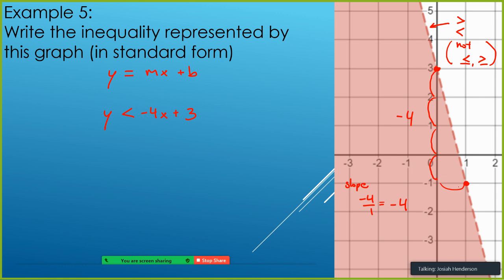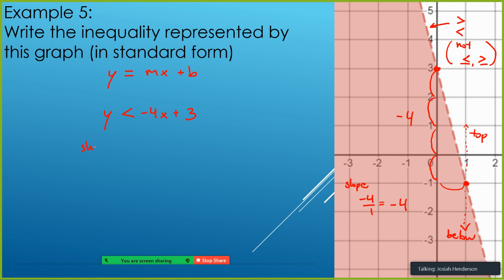So identify your line, and then you're saying, okay, at any given vertical spot, like if I drew a vertical line through anywhere, a straight up-down arrow, now it's easier to see the top is above our line, and then down here is below. And the shading is in the below spot this time. So that's our signal that we're going to use less than. Y less than negative 4x plus 3. Y less than the line.